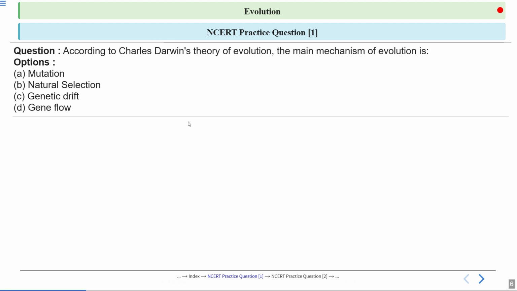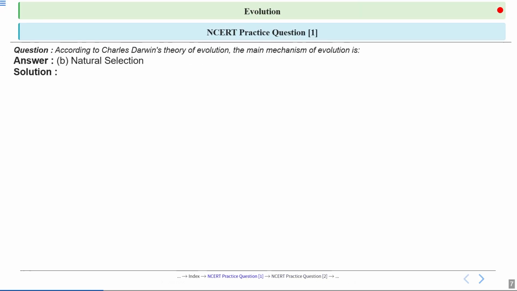The first question is, according to Charles Darwin's theory of evolution, the main mechanism of evolution is. You have four options, A, B, C, D, and you have to choose the correct answer. The first option is mutation, second is natural selection, third is genetic drift, and fourth is gene flow. What will be the correct answer? Let's have a look at the answer. Option B, natural selection, is the correct answer.